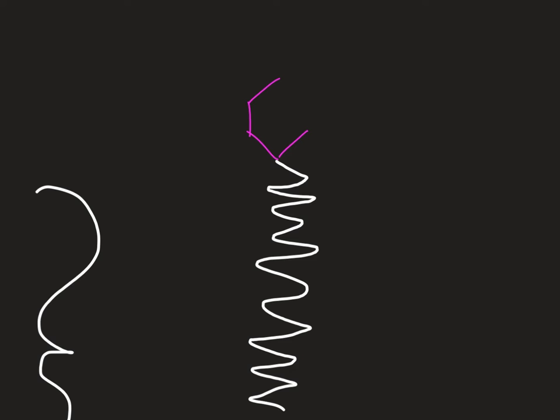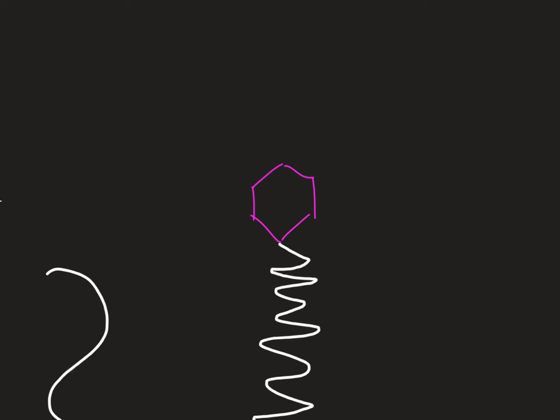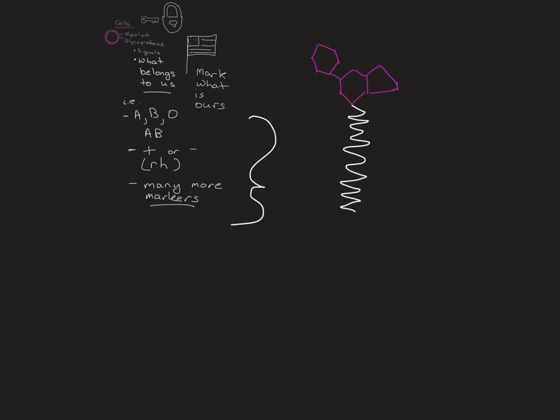You add a bunch of carbohydrates. They don't all have to be the same carbohydrate. Maybe the carbohydrates are in a ring, or maybe they're in a double ring, or maybe they're in a chain. There's all kinds of things that could happen to this. What's really cool about these glycolipids and glycoproteins is they can take on a bunch of different shapes. And then each of these ends up being a different flag.